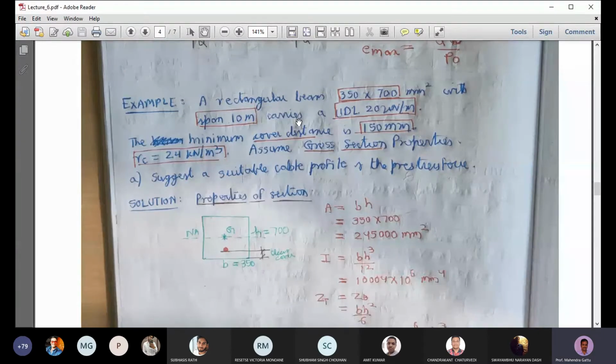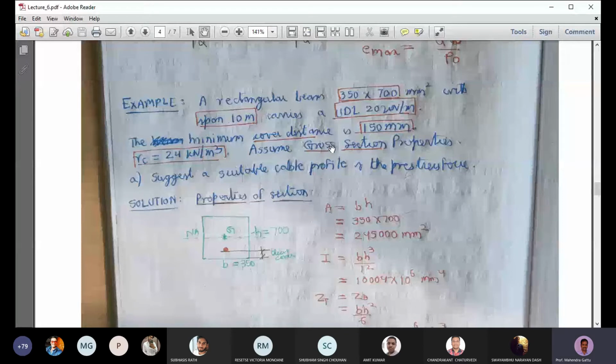We'll solve a very simple example here. We have a rectangular beam of cross section width 350 millimeters and height 700 millimeters. The length of the beam is 10 meters. It carries a UDL, that is a uniformly distributed load of 20 kilonewton per meter. The density of concrete is 24 kilonewton per meter cube. When the density of concrete is given, that means we have to consider the self weight of the beam. And the minimum cover distance is 150 millimeters.